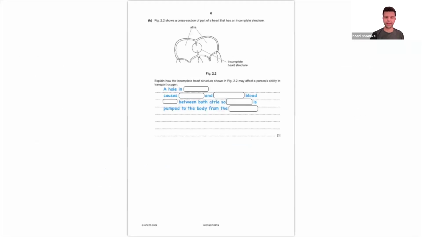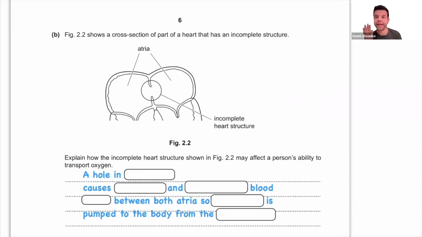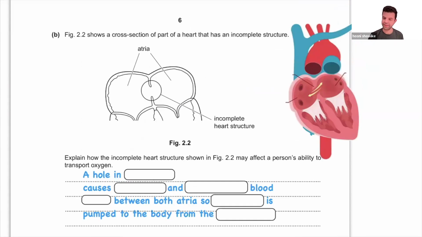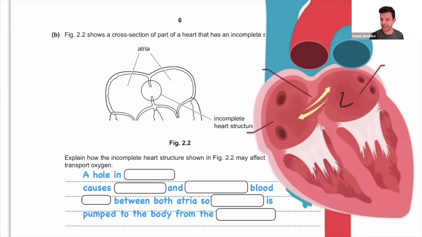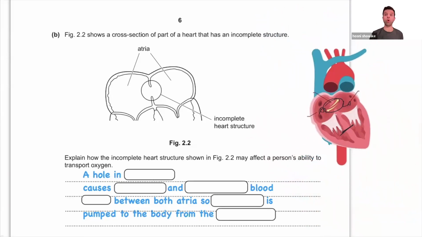Okay, and next they're showing me a case of somebody who has a hole inside the septum. It's something like this. That's the left atrium, that's the right atrium, and you have a hole between both sides. That hole could occur between the ventricles or between the atria, but either way it has the same effect. What effect will this hole have?